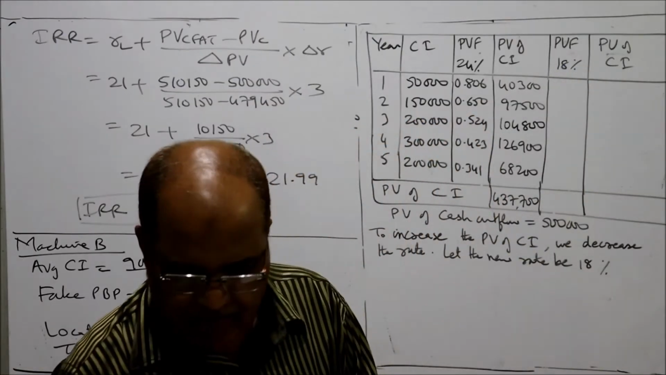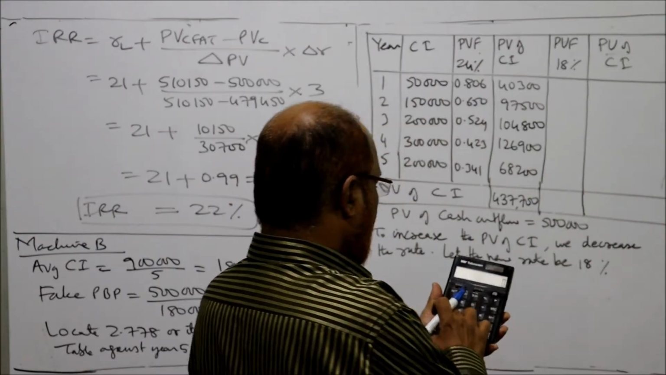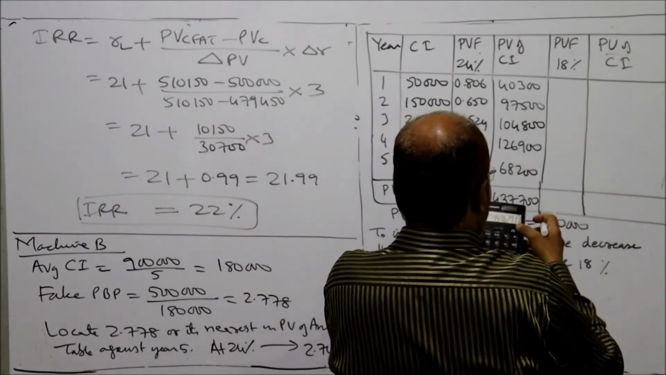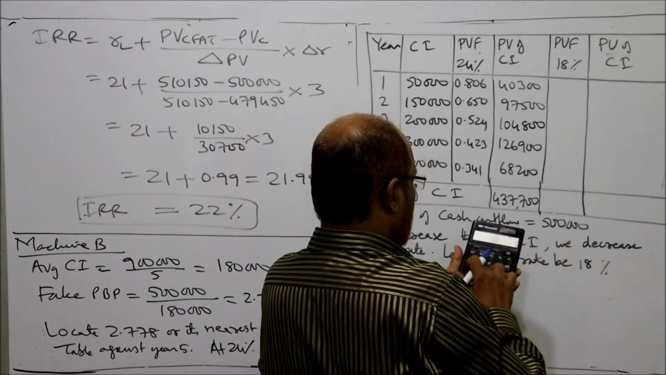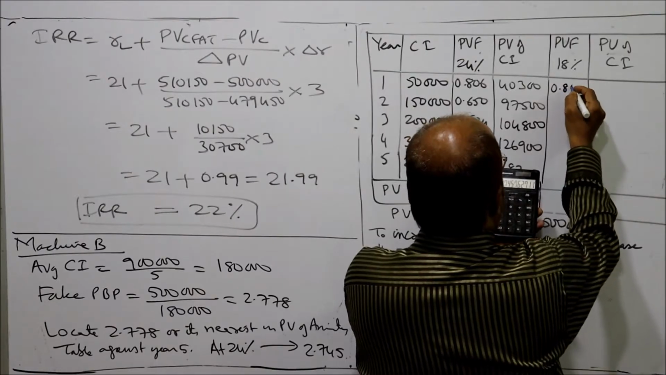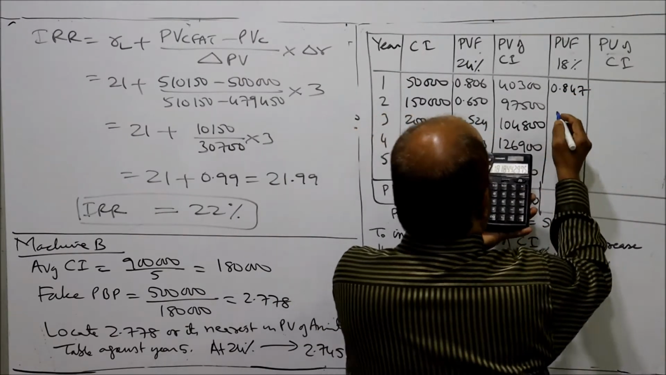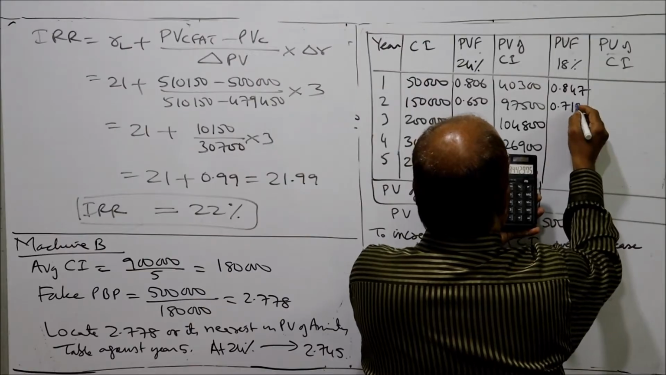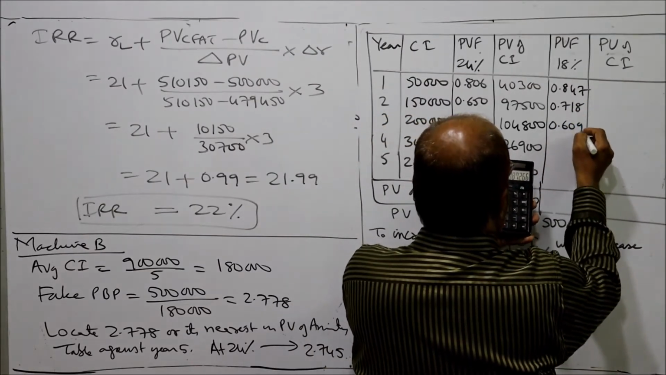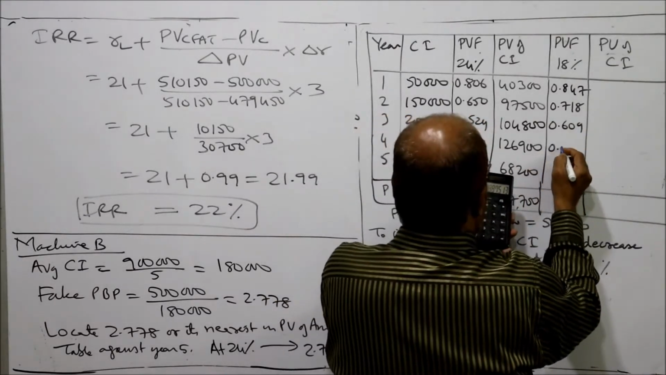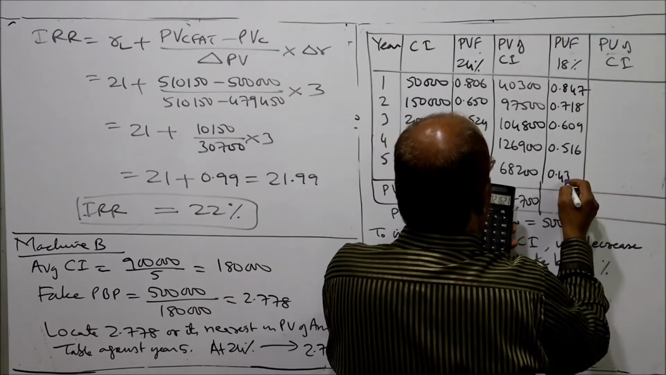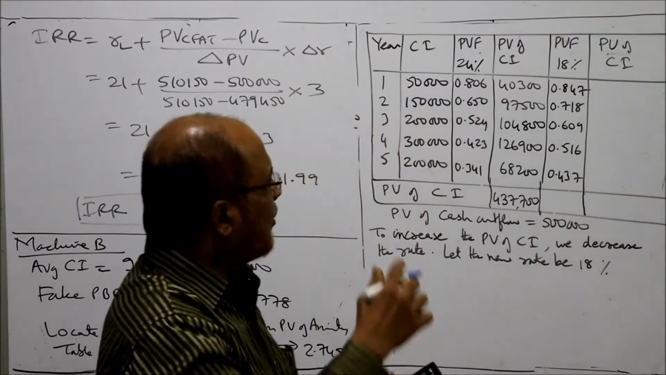So at 18%, the values are 1 divided by 1.18 is equal to 0.847, then 0.718, then 0.609, then 0.516, then 0.437. That's it. We got the 18% values.